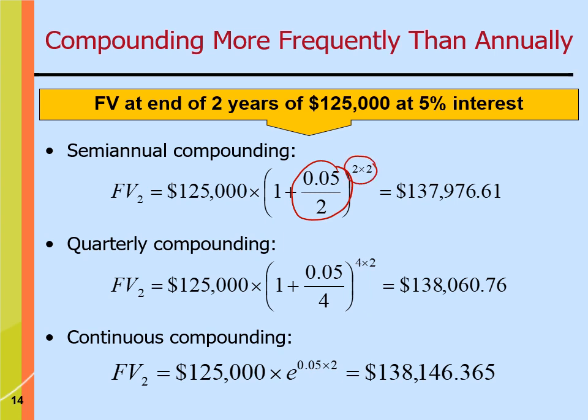Okay, if you look at the example here for semi-annual compounding, a 5% interest, you need to divide by 2 for the rate, and for the 2 years, you need to multiply with 2. The same goes to quarterly, where you divide the rate with 4 and you multiply 2 years with 4.